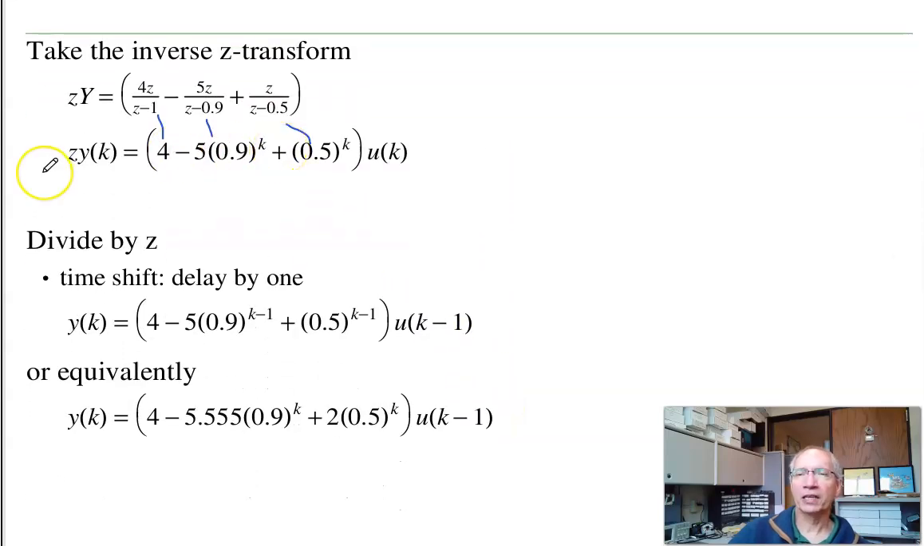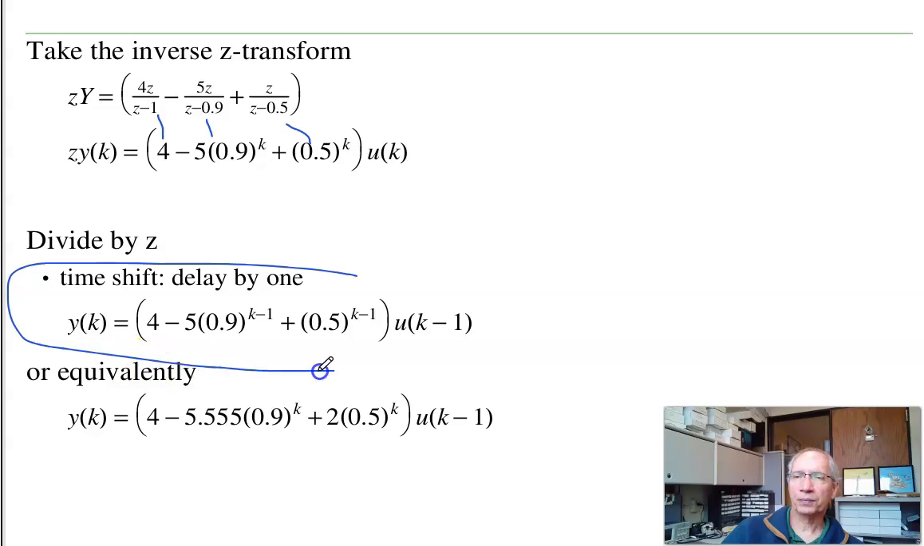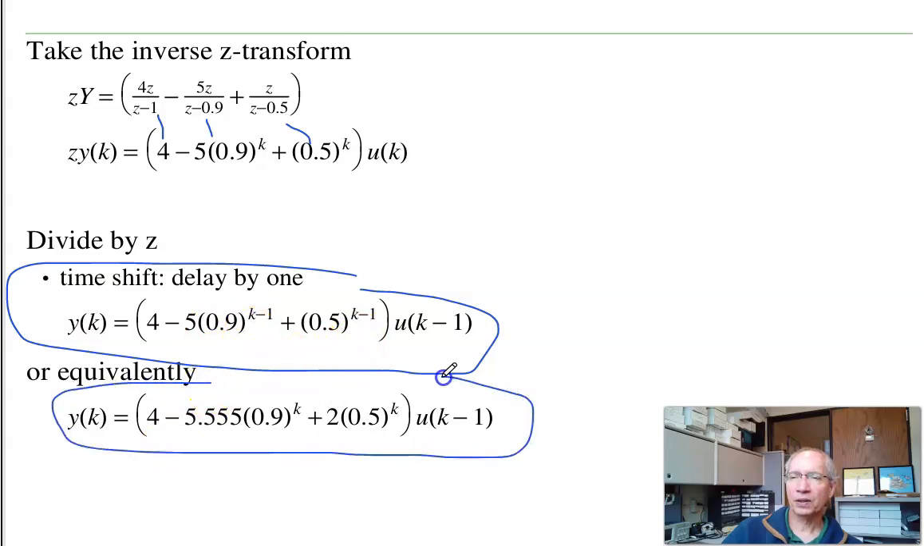That's z times y. Divide by z. Divide by z is a delay by 1. So replace k with k minus 1. Here's delay by 1. And here's your answer. Equivalently, I could take that 0.9 to the minus 1, bring it outside, and get this answer. Either one's correct.